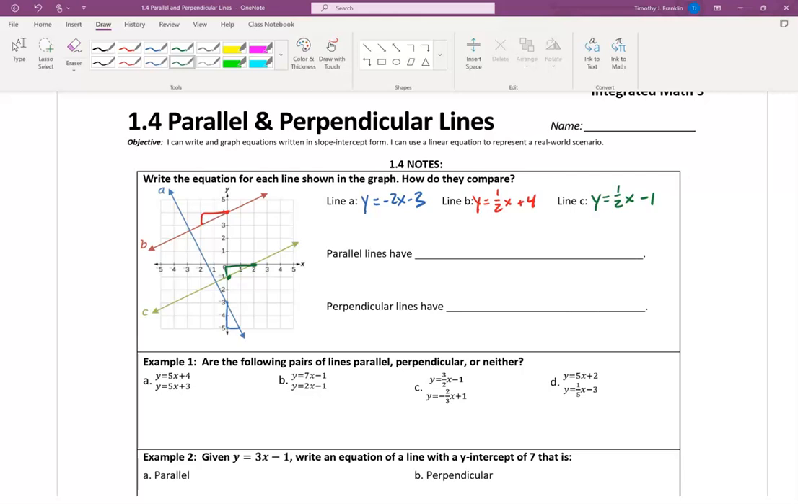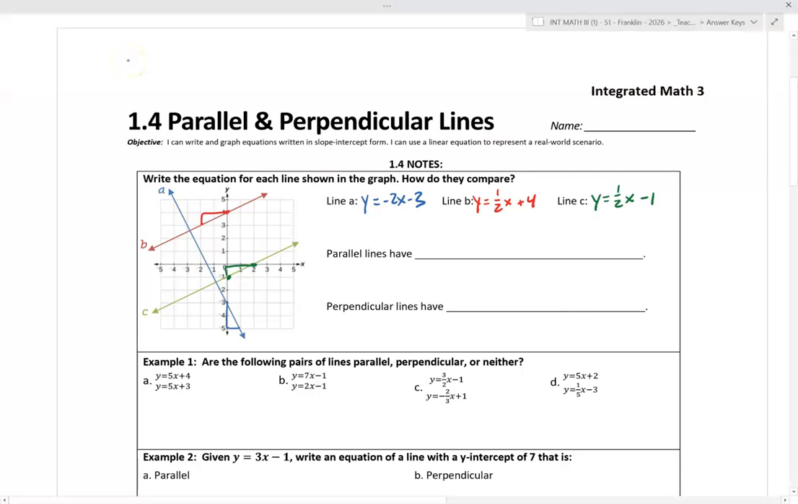Okay, so if we look at these lines, we can see that B and C are parallel. Parallel meaning they kind of run the same direction and will never intersect each other. And if you look at those equations for line B and line C, you can see they have the same slope. So lines with the same slope end up being parallel because their slopes don't allow them to intersect. They're the same. So parallel lines have the same slope, or equal slopes, or identical slopes, same number.